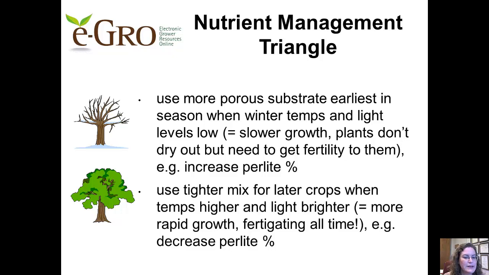In the spring and summer, a tighter mix may make more sense because the higher temperatures and light intensity drive more rapid plant growth as well as substrate dry down. A grower is irrigating so frequently and thus delivering nutrients to the crop so frequently that a decrease in the percentage of perlite can tighten up the mix to help reduce the need for such frequent irrigation and thus fertilization.